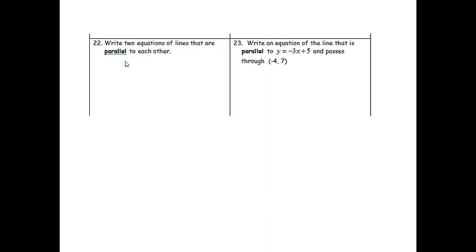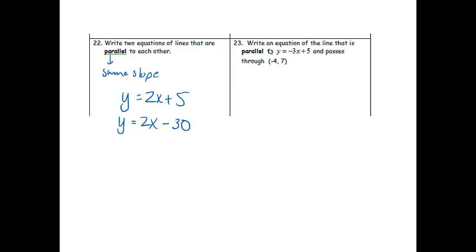Number 22. Write 2 equations of lines that are parallel to each other. We mostly just know that if it's parallel, they have the same slope. So this would just be a sample. I could write y = 2x + 5. And then I'd have to have the 2x again because it has to have the same slope. And then I can put whatever I want. I'm going to put minus 30. So that would be parallel to each other.